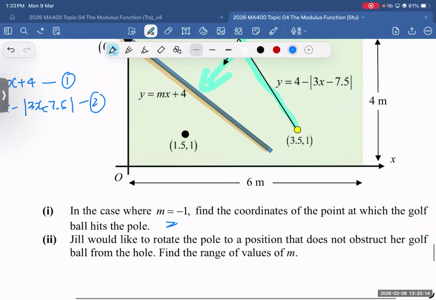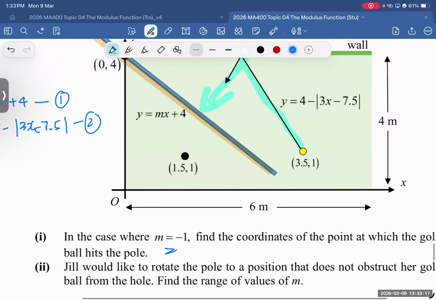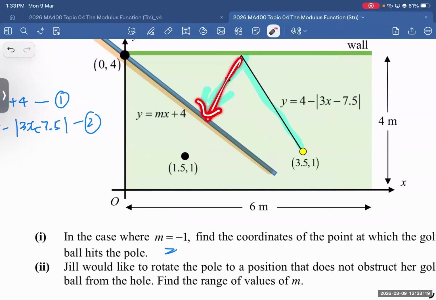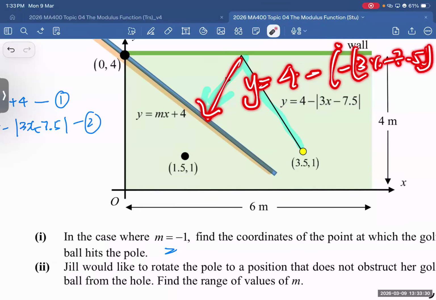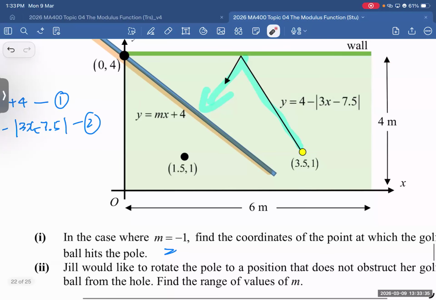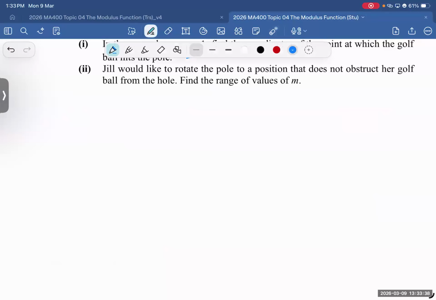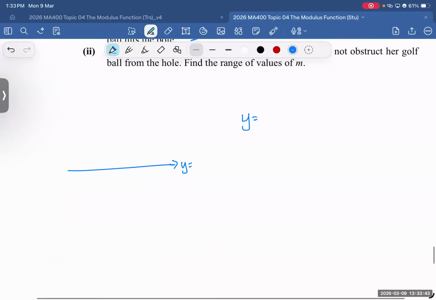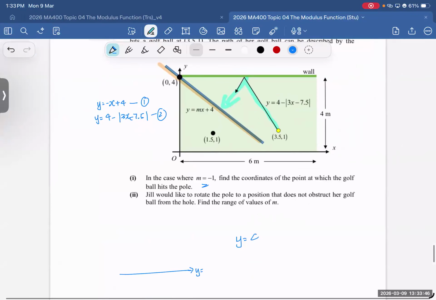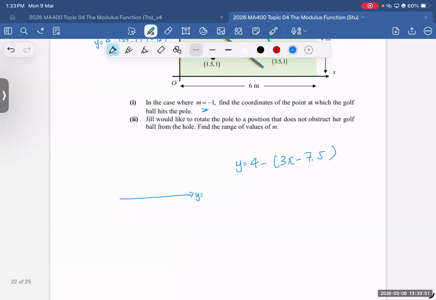So what I want to say is, this portion of the graph, when it hits, is actually y equals 4 minus, meaning the negative of 3x minus 7.5. When I'm talking about y equals 4 minus modulus of 3x minus 7.5, what could this be?